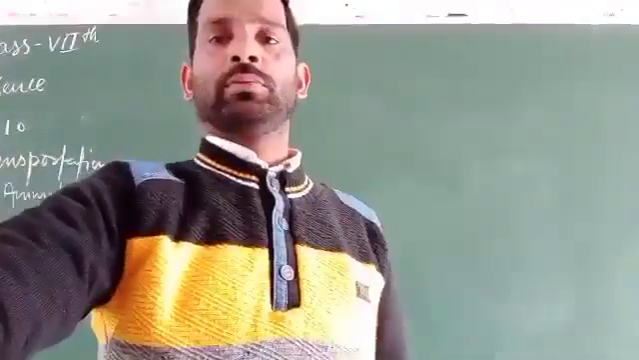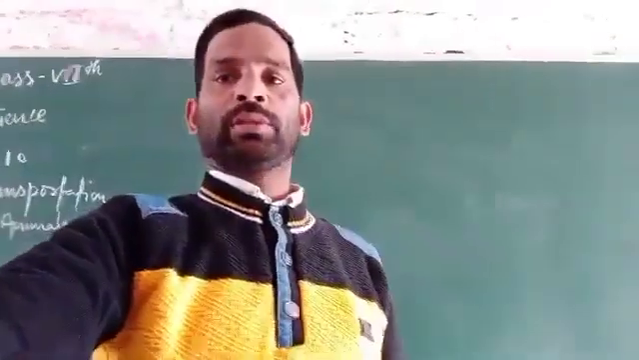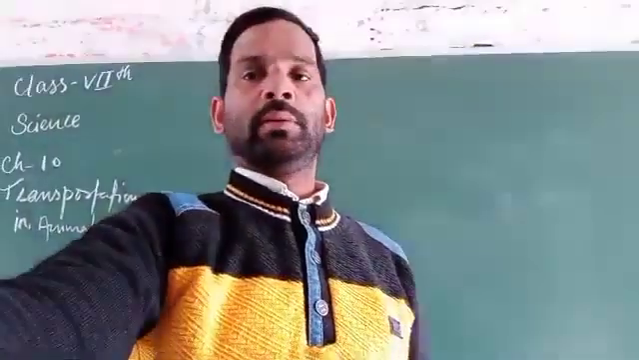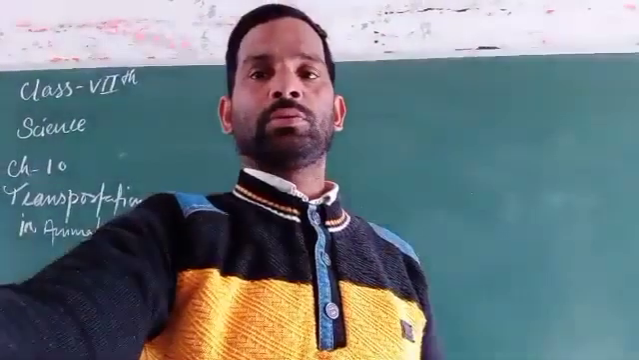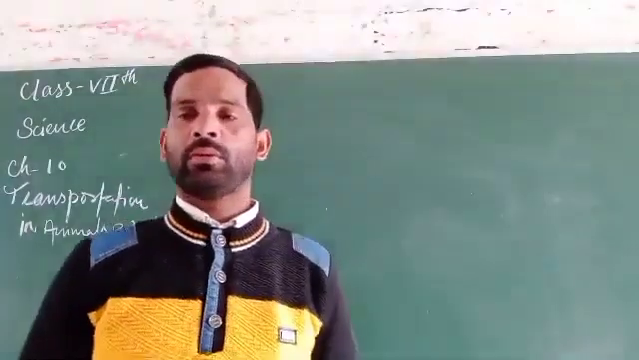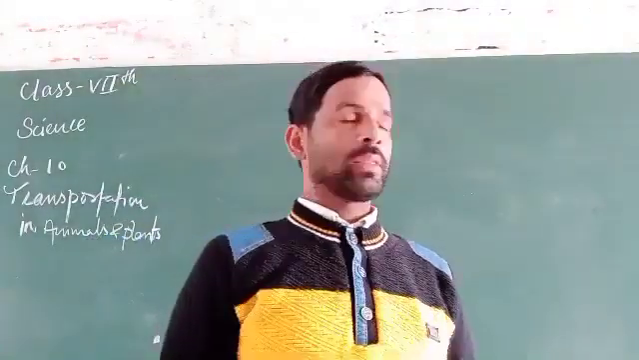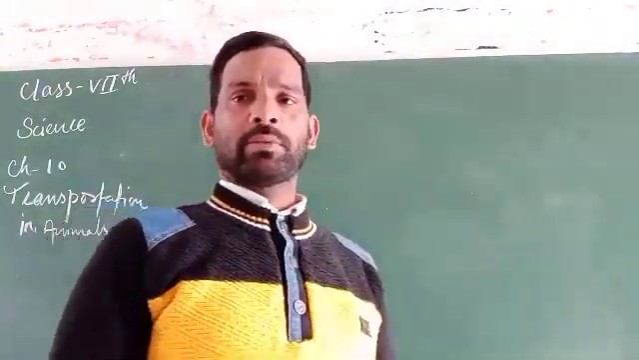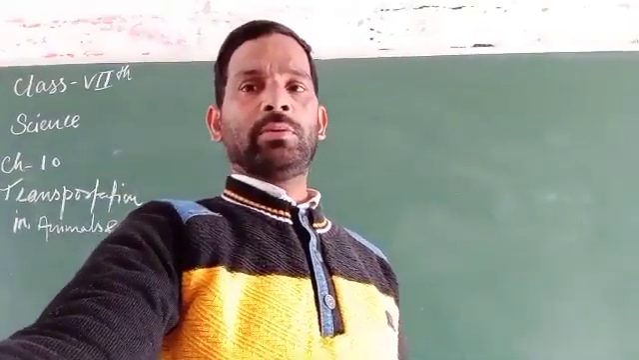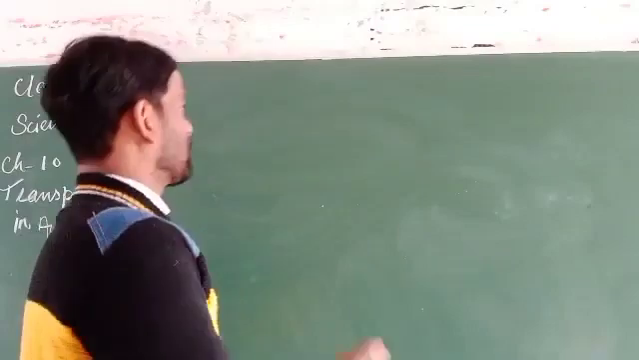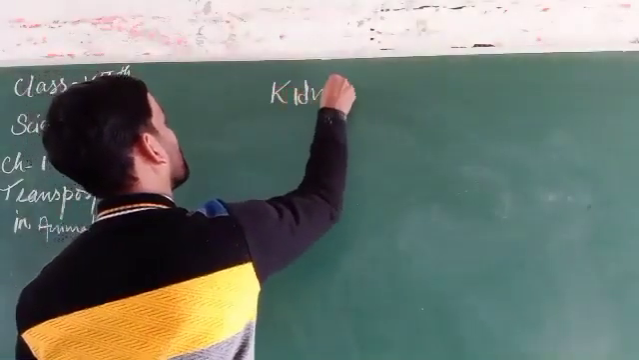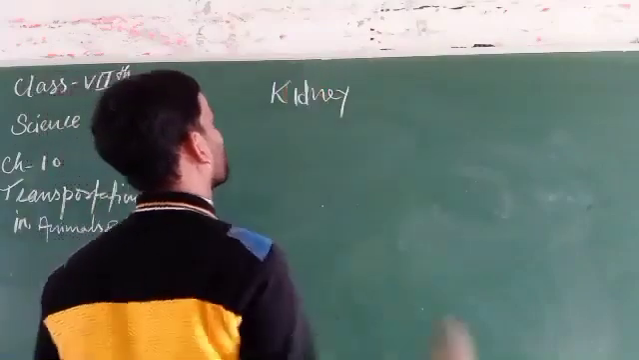Now here we will go through chapter number 10, that is transportation in animals and plants. Some of the portion we have already finished. Now look at the next one. I have explained the kidneys, that is the excretory system of our body. Related to that, here is the structure of kidneys and their functions which we have to discuss.